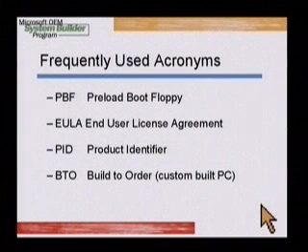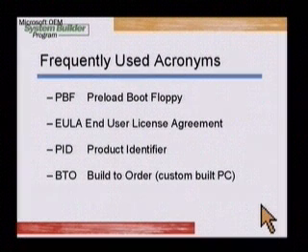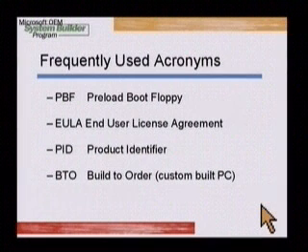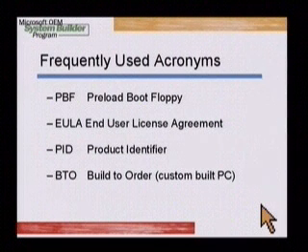Other acronyms are the preload boot floppy, which I call the PBF. The end user license agreement is called the EULA. The product identifier, that's the number your end user would enter from the COA, is referred to as the PID. And BTO refers to build to order, or a custom built PC. Now that you know the acronyms, let's take a look at what a Windows 98 setup should be to make it work quickly and easily and legally for you.